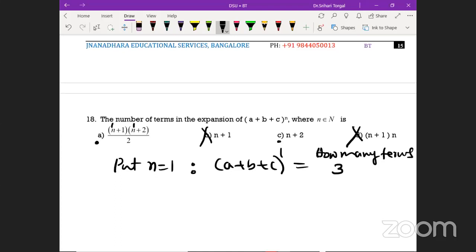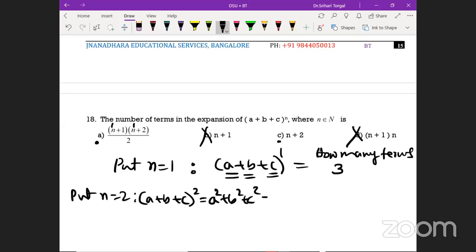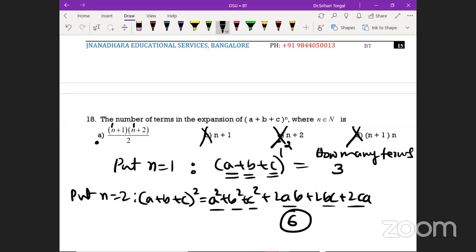If you put n is equal to 1, we have 3 terms, that is 1, 2, 3. 3 terms are there, right? And when you put n is equal to 2, a plus b plus c whole square, what is the formula? A square plus b square plus c square plus 2ab plus 2bc plus 2ca. How many terms are there? 1, 2, 3. 1, 2, 3. Totally 6 terms. Now put n is equal to 2 in the equation. If I put n is equal to 2 here, I'm not getting 6 here. Therefore, C is not the answer. Option A.